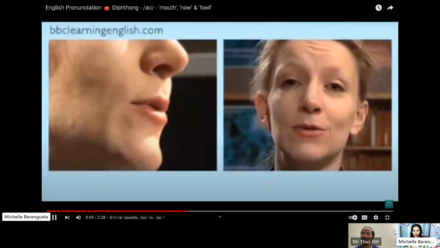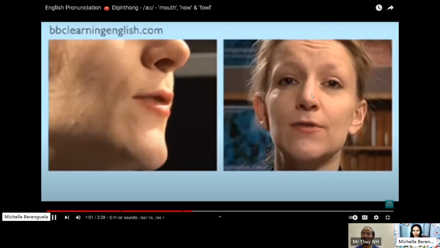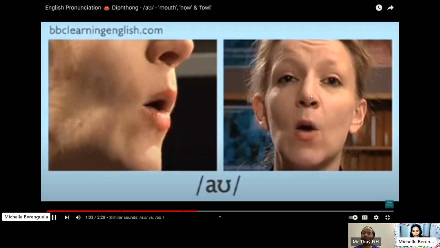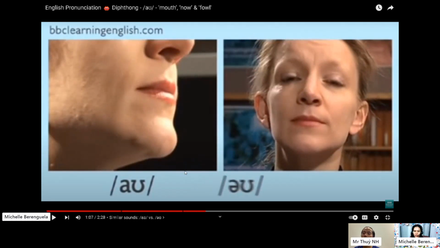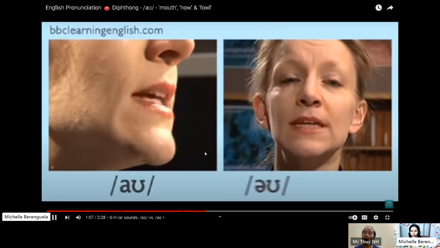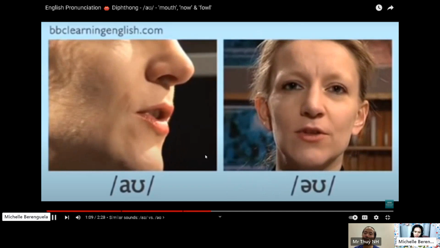Now, speakers of some languages may find it difficult to tell the difference between the diphthong ow and another diphthong, o. All right, so this is ow and this is o. Ow and o. Listen carefully to hear the difference.